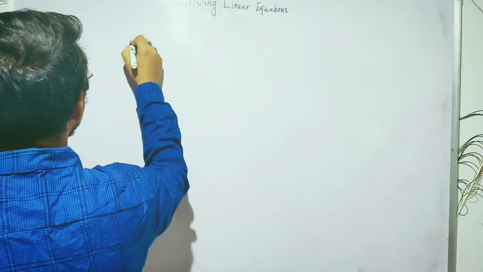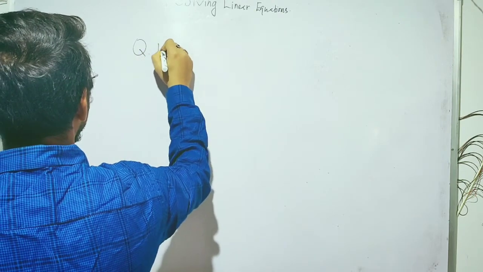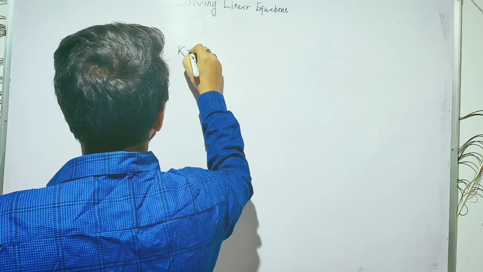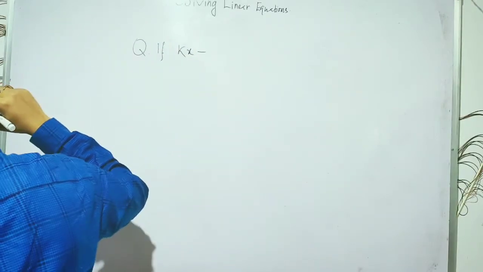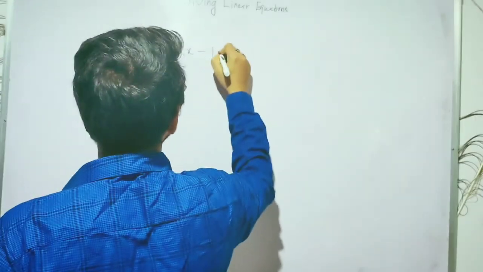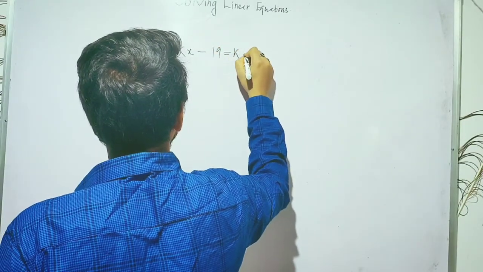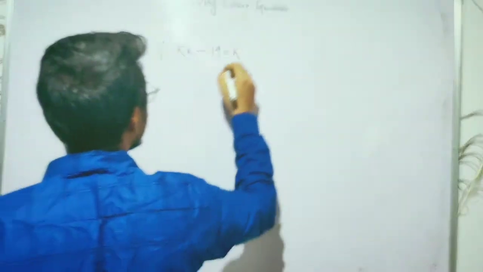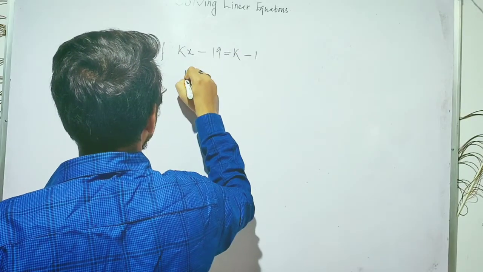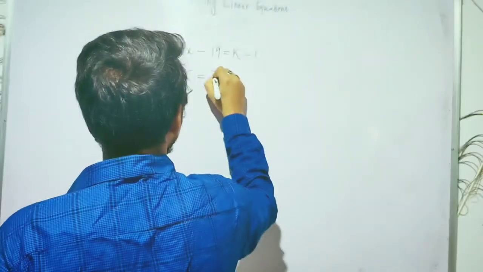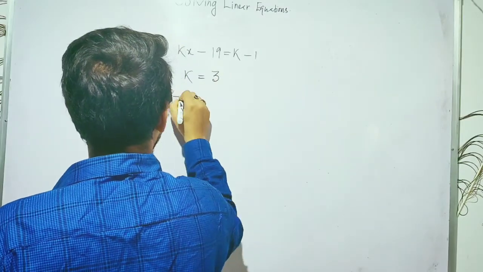So another quick question. If kx minus 19 equals to k minus 1 and k equals to 3, what will be the value of x plus k?